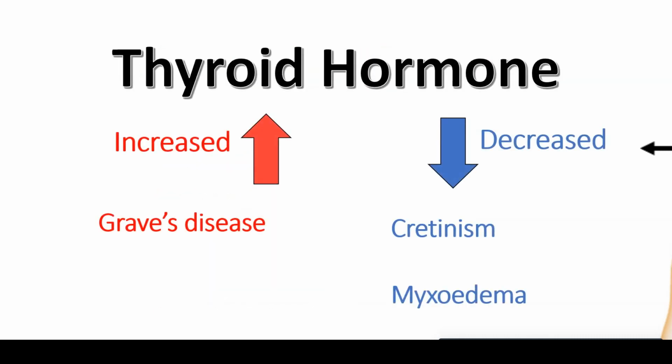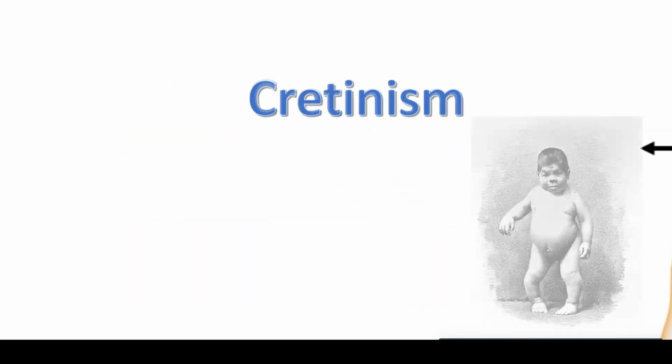Okay, so we looked at the increased thyroid hormone. Now let's look at the decreased thyroid hormone. We have cretinism and myxedema. So starting with cretinism, it happens since childhood. The reasons for happening, it is actually related to the pregnancy.